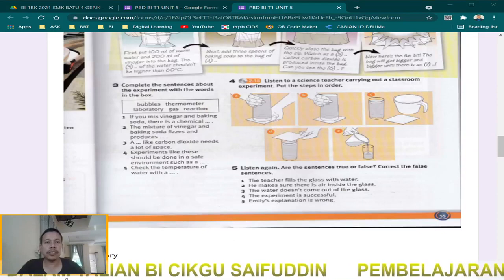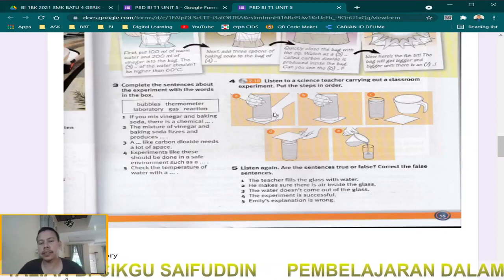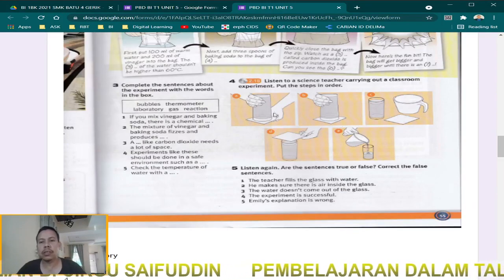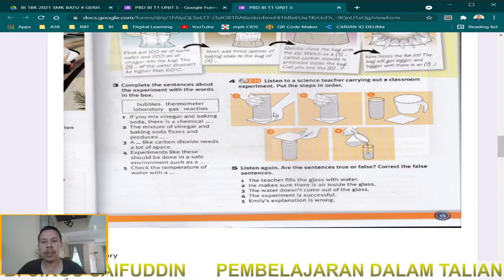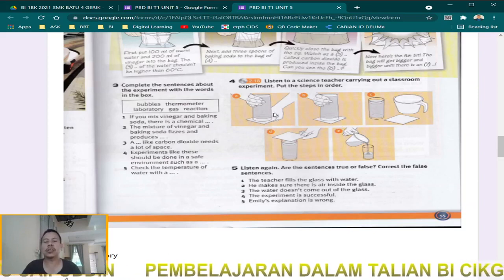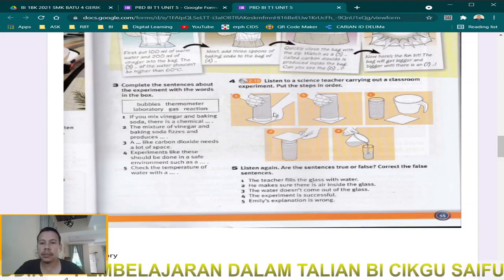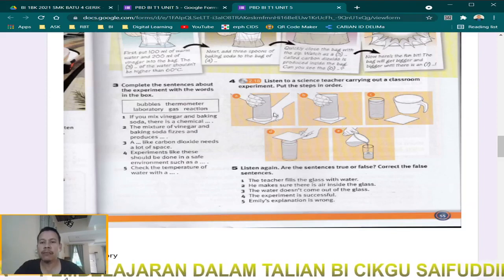Okay, the last question is question 5. You just ignore the question 4. Listen to a science teacher carrying out a classroom experiment. Put the steps in order. So tak perlu buat yang itulah. Okay, soalan 4 tak perlu buat. Okay, then we go to the question 5.